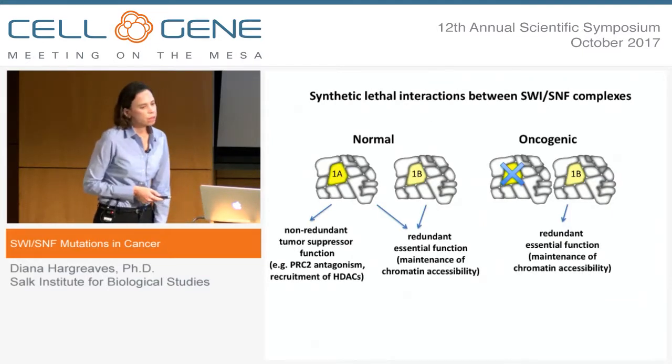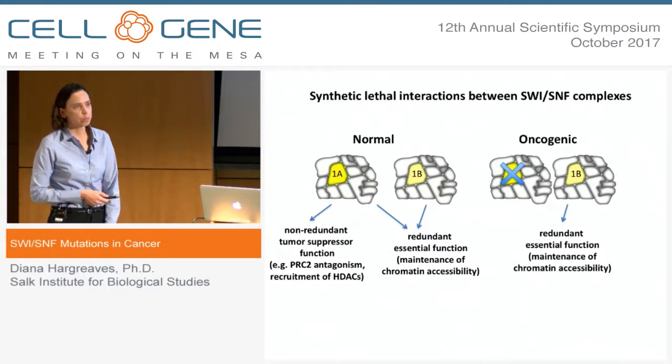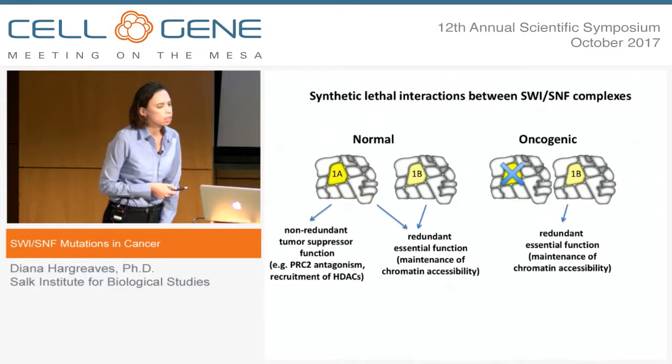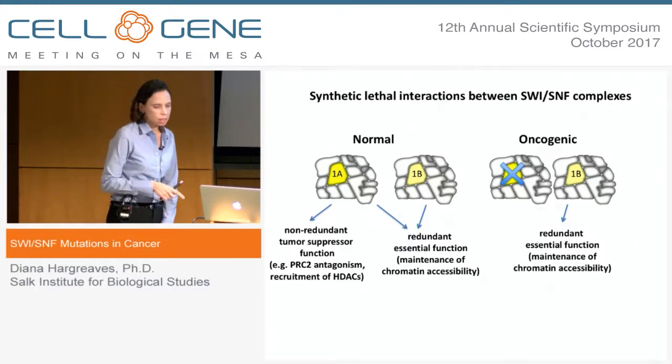So in summary, we've identified what we think is an essential function for the complex in maintaining chromatin accessibility. We feel that ARID1A and ARID1B participate in this essential function, and that in the absence of ARID1A, ARID1B kind of maintains this chromatin accessibility, which is particularly important for regulating enhancers. ARID1A may have additional non-redundant roles in tumor suppression, such as antagonism with polycomb group complexes, recruitment of HDACs, other things that have been implicated in this.